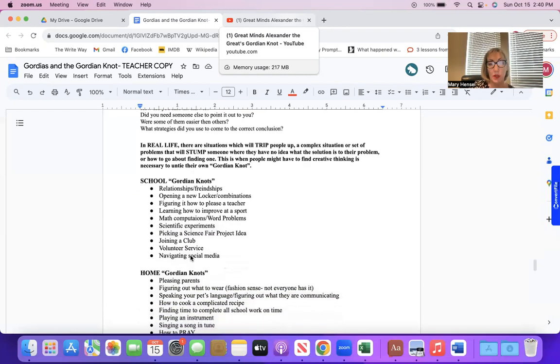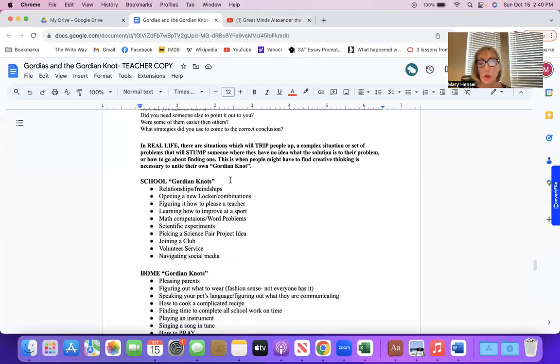So for example, if you scroll here, you can see right here, the Gordian knots in school. I think relationships, friendships, just saw that, absolutely Gordian knots, no matter what age you are. Some people are just really difficult to figure out. Opening a new locker, a combination, even a safe, maybe even a key in a door. Figuring out how to please a teacher. Learning how to improve at a sport. And maybe you've tried a sport and as much as you like the sport, you're just not good at it, right? Math computations and word problems, they're not for everybody.